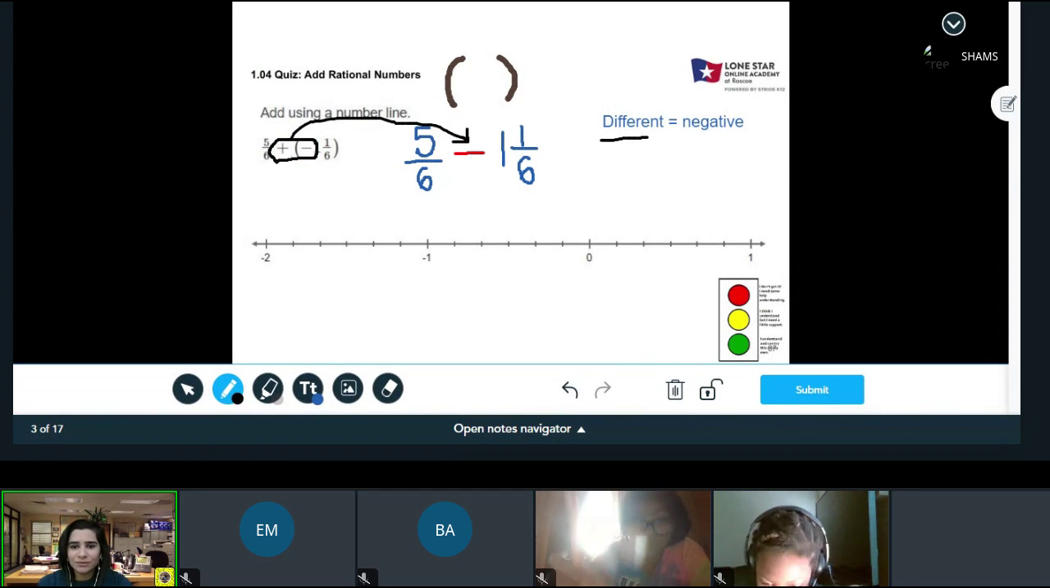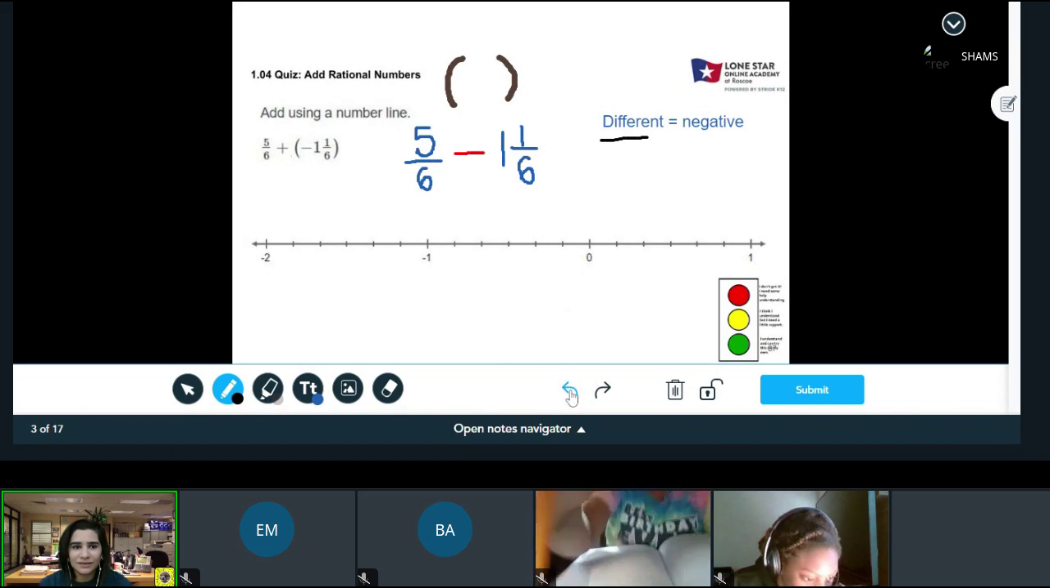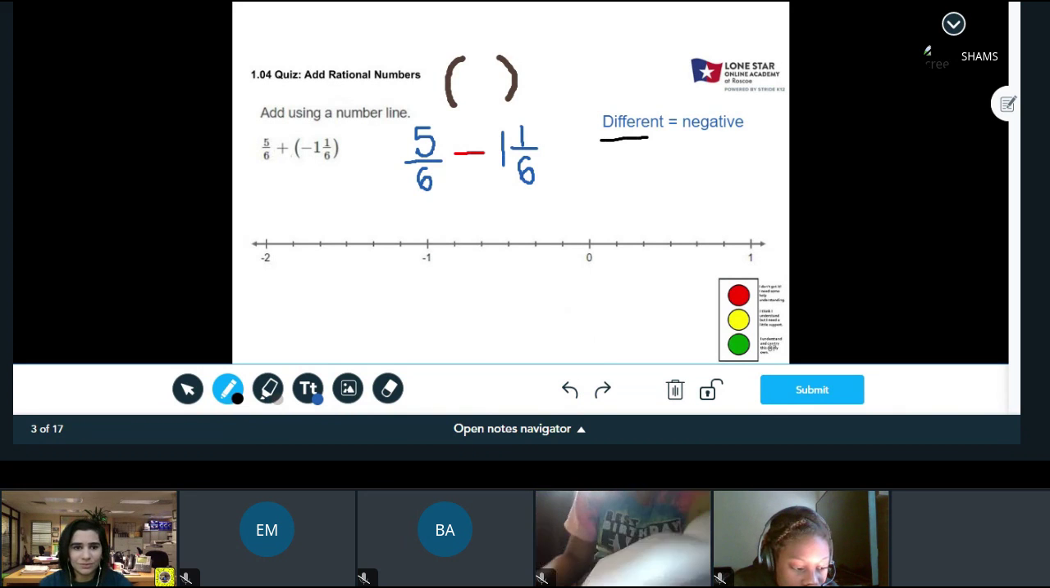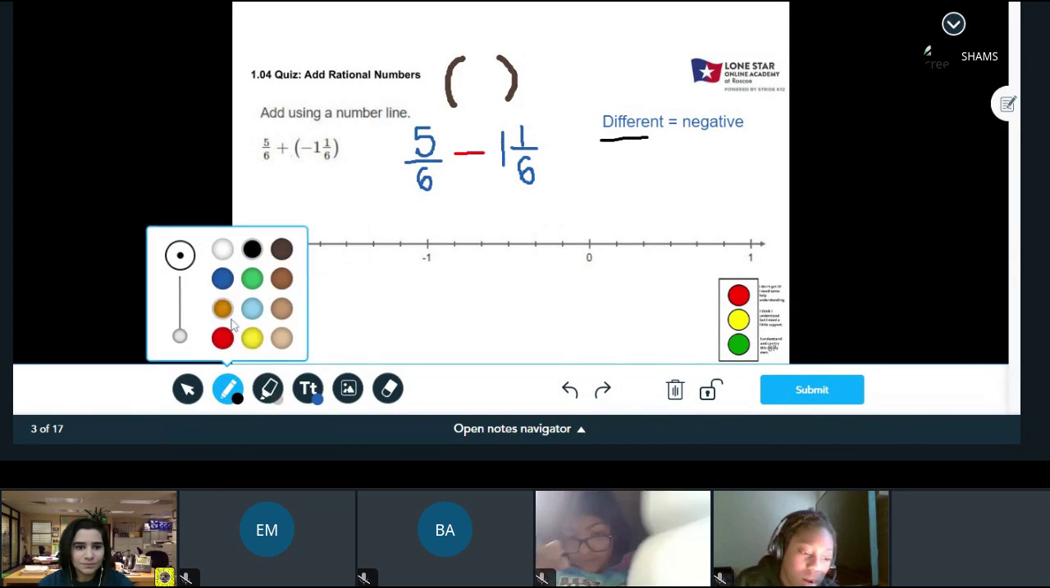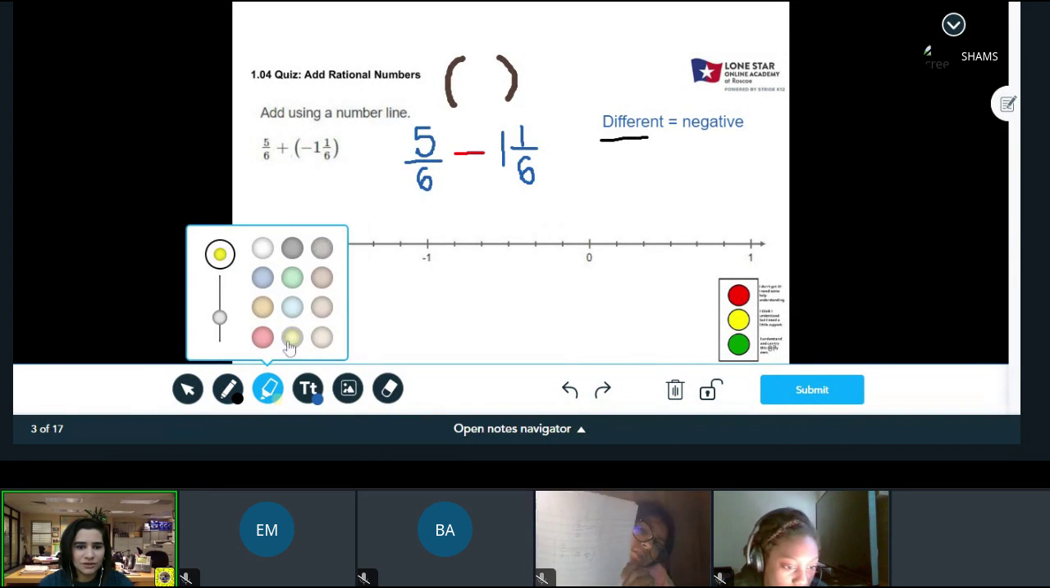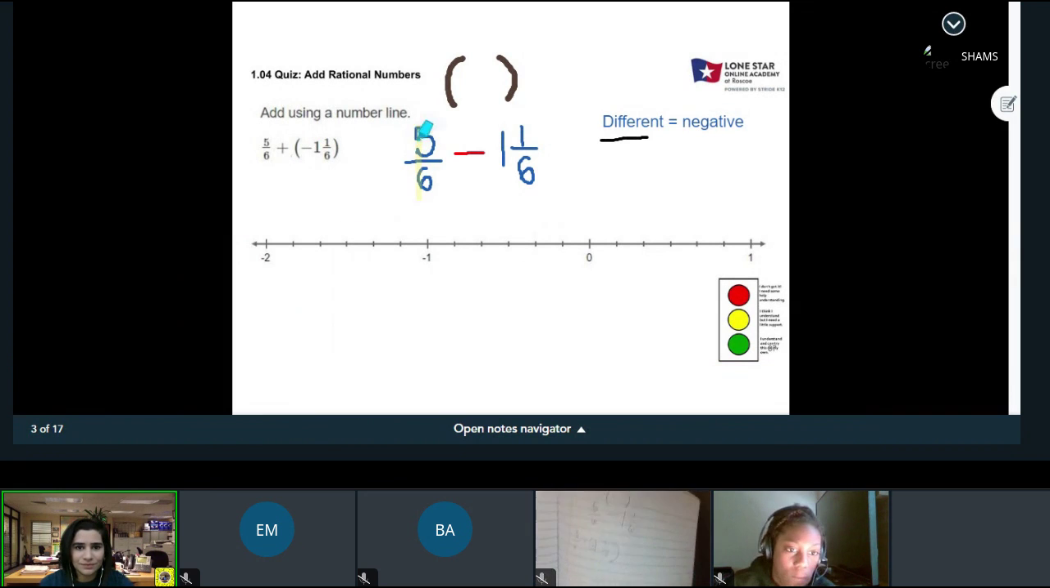Adding a negative number is the same as subtracting the number. So I'm adding a negative number, so it's the same as subtracting a number. In the number line, I'm going to first plot this number. I'm going to first plot 5/6.